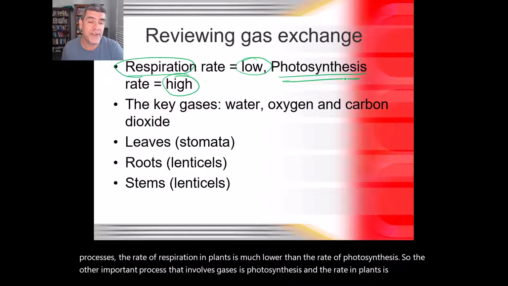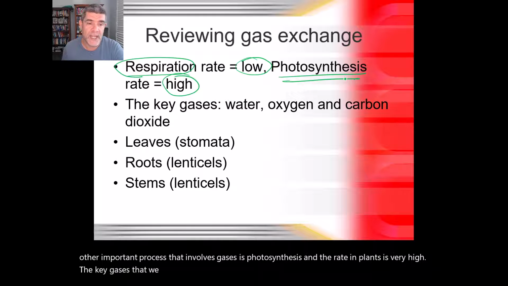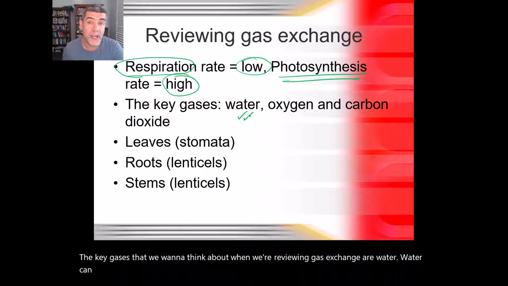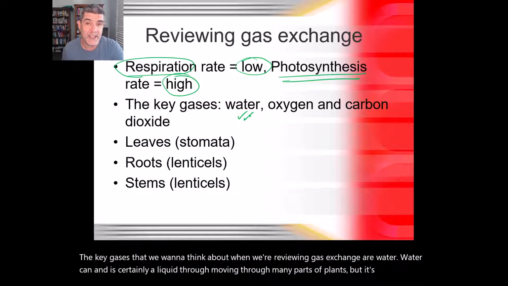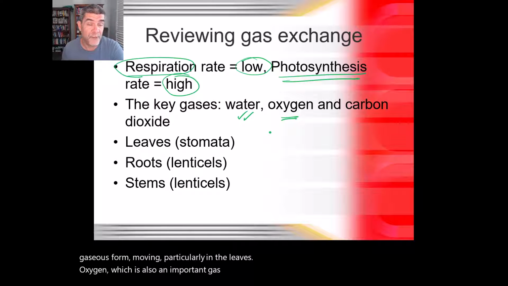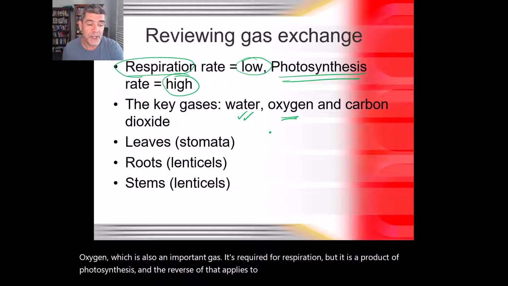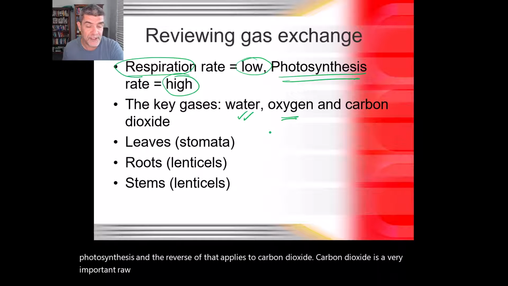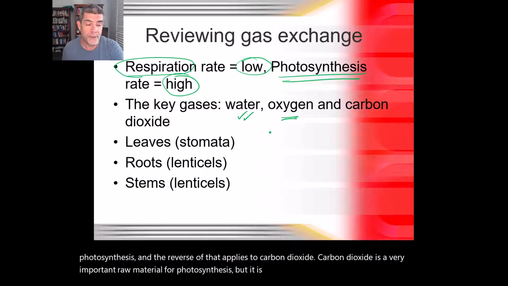The key gases that we want to think about when we're reviewing gas exchange are water. Water is certainly a liquid moving through many parts of plants, but it's also in gaseous form, moving particularly in the leaves. Oxygen is also an important gas. It's required for respiration, but it is a product of photosynthesis. And the reverse of that applies to carbon dioxide. Carbon dioxide is a very important raw material for photosynthesis, but it is a product of respiration.